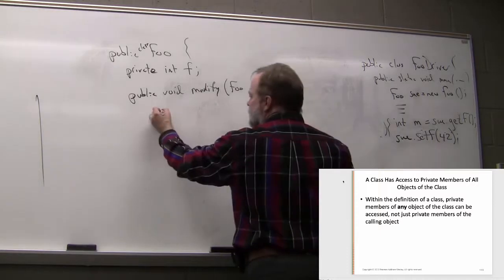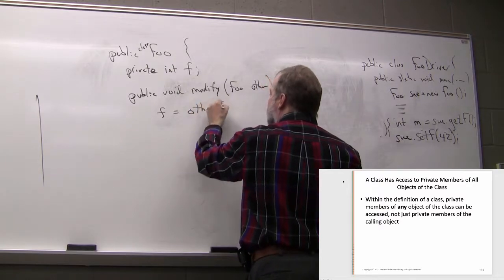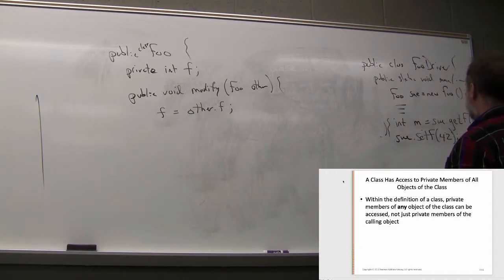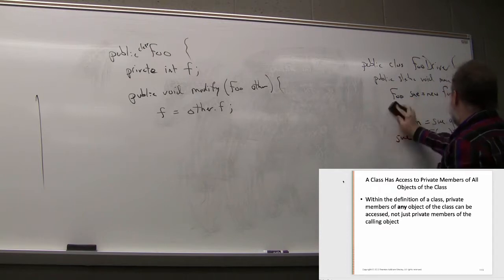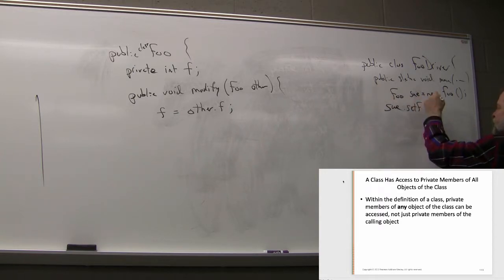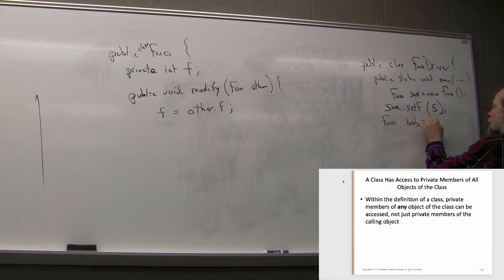And what I'll do is I'll say f gets other f, like that. And then let's see how we could actually call this. Let's make a foo object over here as before. We called it Sue. And I'll say Sue dot set f. I'll assume I still have those mutators over there, the setters. Sue dot set f, let's make it 5. And then I'll make another foo object, Bob. This new foo, like so.